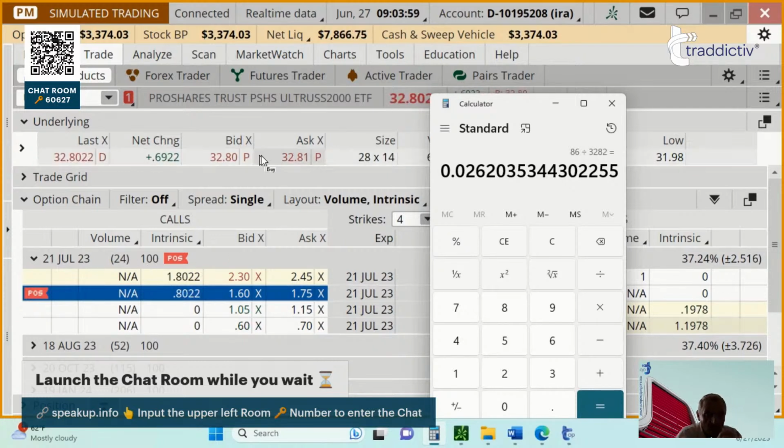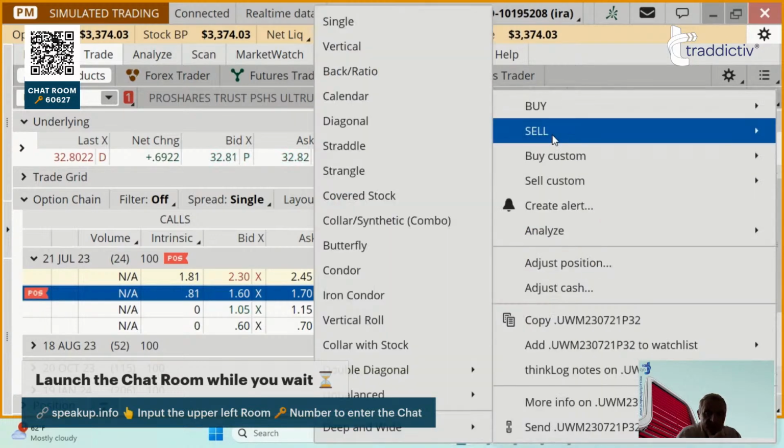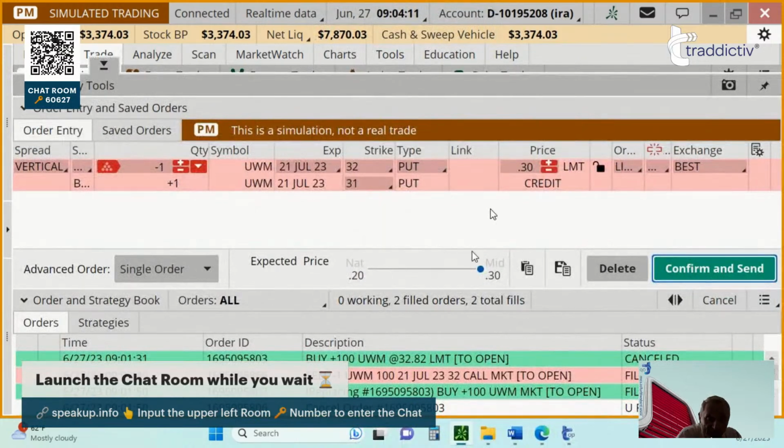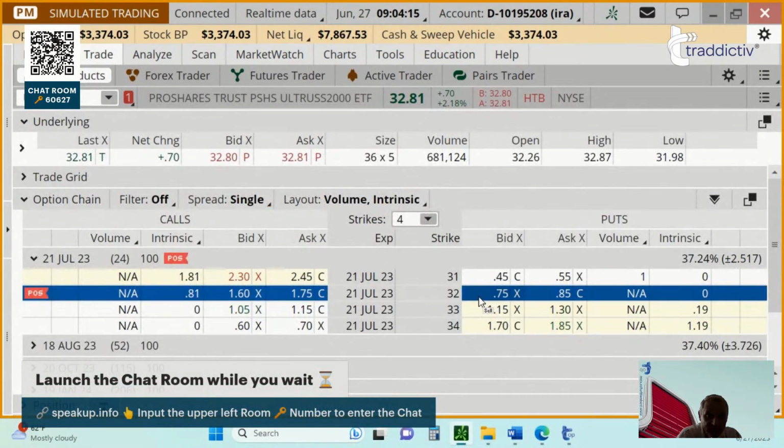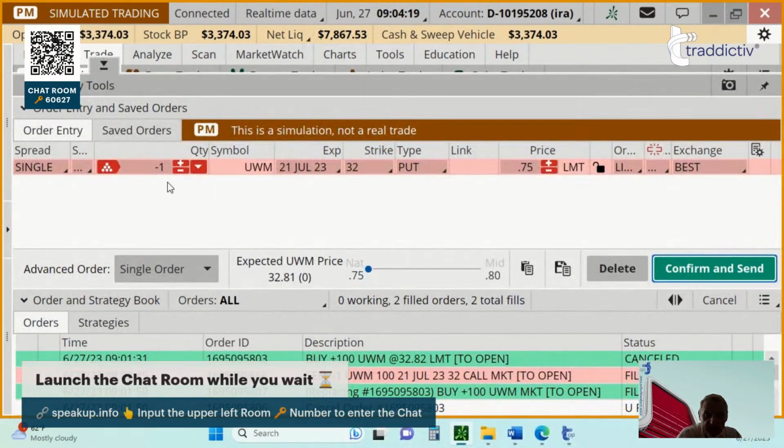I mean, you can get even more creative with that. Look, why would I buy this? Why don't I just go ahead and sell this now? Let's be aware of it. Do I have enough money? $3,374. Ladies and gentlemen, I'm selling. I'm not naked. I'm selling it cash. Okay? One more time. I'm selling the 32 put. Just sell, not a vertical, just a single.